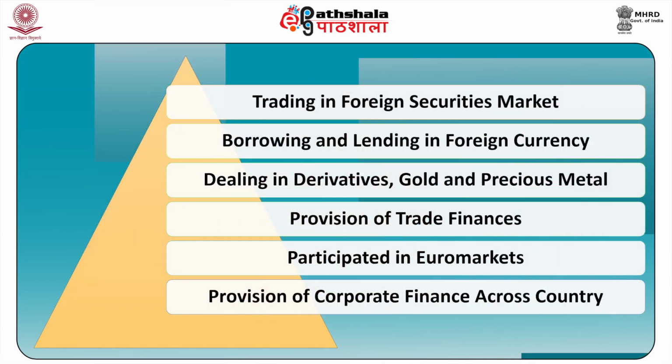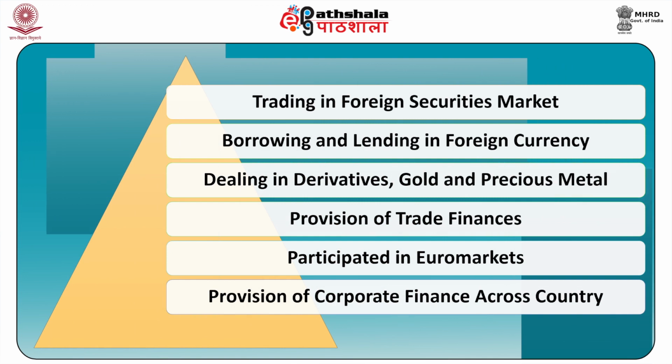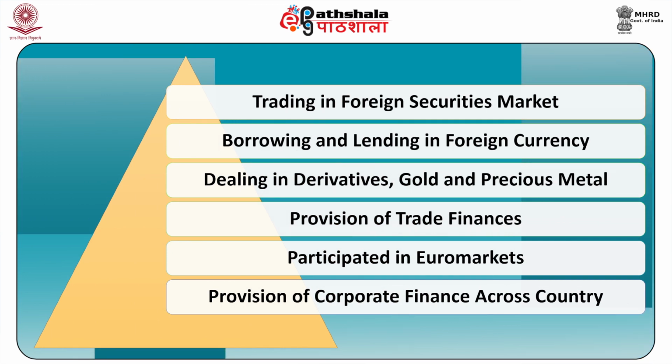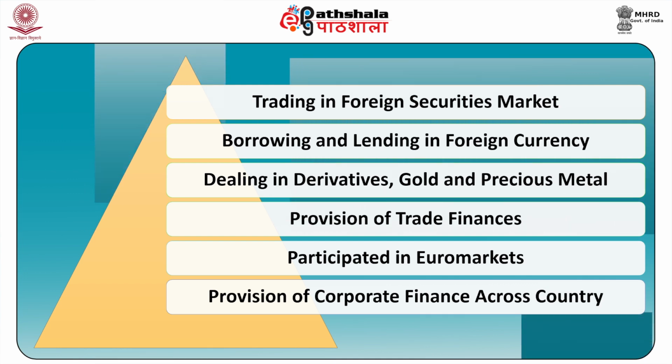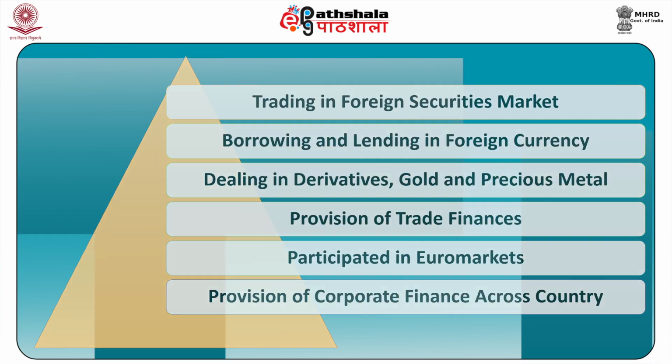The second wave of growth in international banking occurred in 1960 and was accelerated by the expansion of offshore American commercial banks. The second phase of growth also led to a widening of the range and scope of products offered by multinational banks. Presently, the activities included in multinational banking are trading in foreign securities markets, borrowing and lending in foreign currency, dealing in derivatives, gold and precious metals, provision of trade finance, participation in euro markets, and provision of corporate finance across countries.